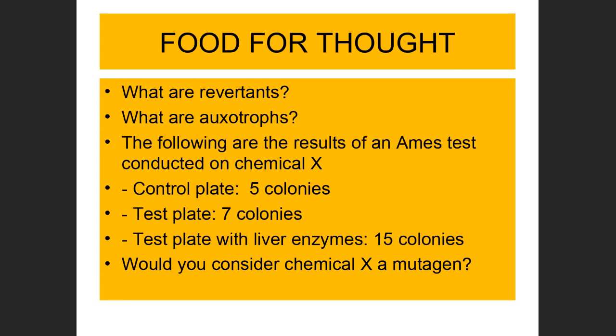So control plate 5 colonies, test plate 7 colonies, test plate with liver enzymes 15 colonies. Really, 5 and 7 are pretty much the same number. 2 colonies more or less is not significant. Obviously, 5 to 15, that's significant. That's 3 times more. So that's definitely significant.